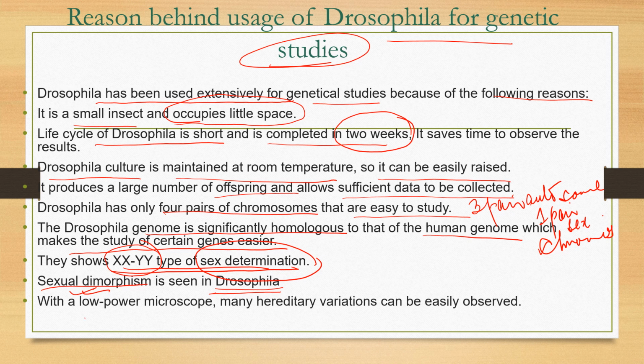Now, with the use of a low power microscope, many hereditary variations can be observed. So when you are using a low power microscope only, you can see many hereditary variations as well. The sexual dimorphism and the type of sex determination in Drosophila I'll tell in the next episode. So stay tuned, don't skip in between. You'll have to watch till then because it is a very important and short topic which will be coming in your exams. Okay, so let's move on to the next one.